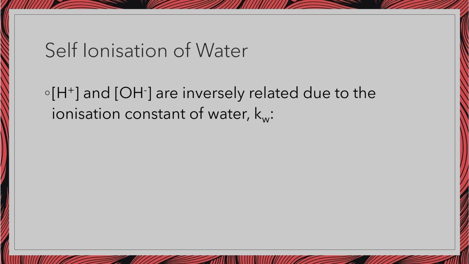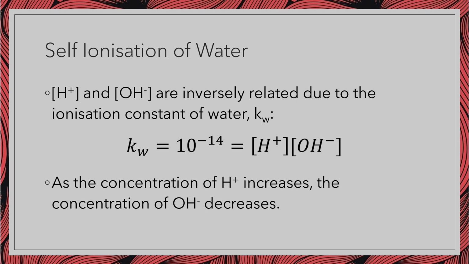Now, they're inversely related due to the ionization constant of water. If we have a look at the equation on the previous page, water gives us H plus plus OH minus. If we find the KEQ for that, we get this. So Kw, which is always 10 to the negative 14 at 25 degrees Celsius, is the concentration of hydrogen ions times the concentration of hydroxide ions. Therefore, as the concentration of H plus increases, the concentration of OH minus decreases, because it always has to be that K value, that 10 to the negative 14.